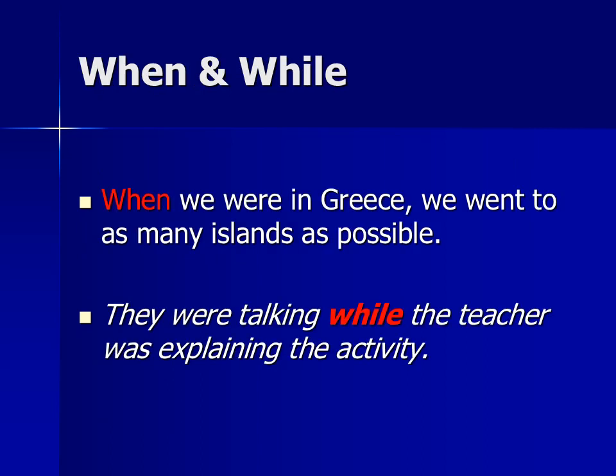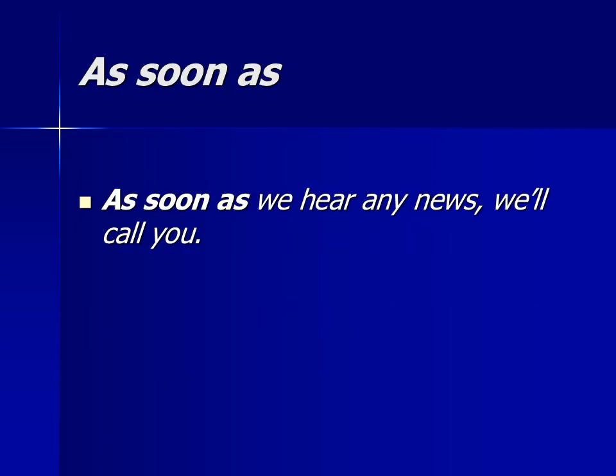Let us see some examples. When and while. When we were in Greece, we went to as many islands as possible. They were talking while the teacher was explaining the activity. You can see here that we are using when at the beginning of our sentence. استخدمنا subordinate conjunction في بداية السنتنس والآن استخدمناها في وسط الجملة. As soon as we hear any news we'll call you.